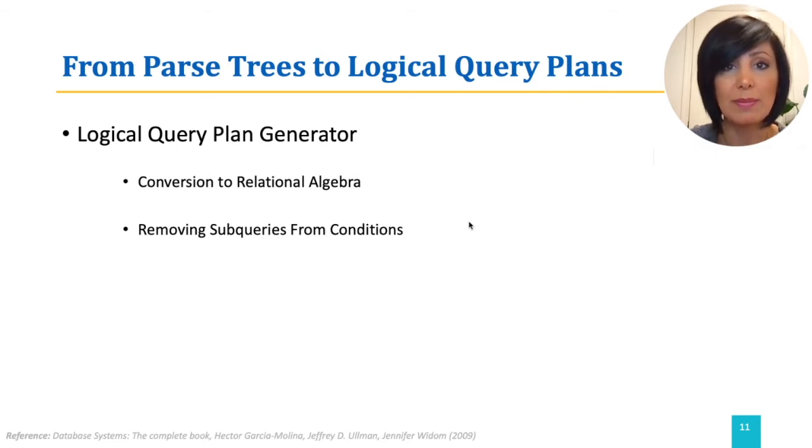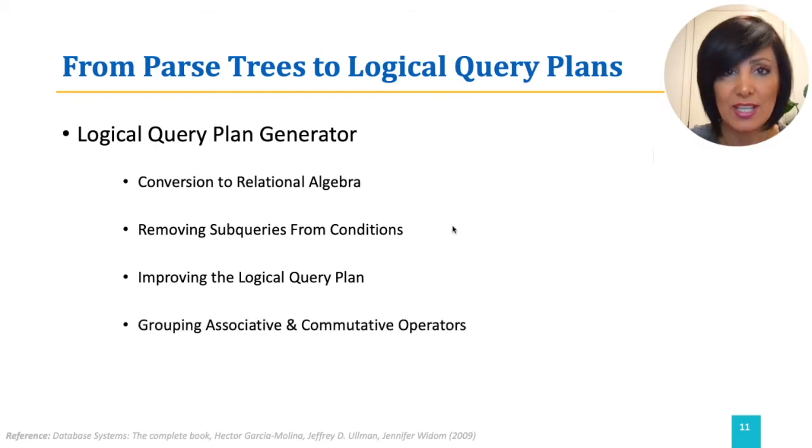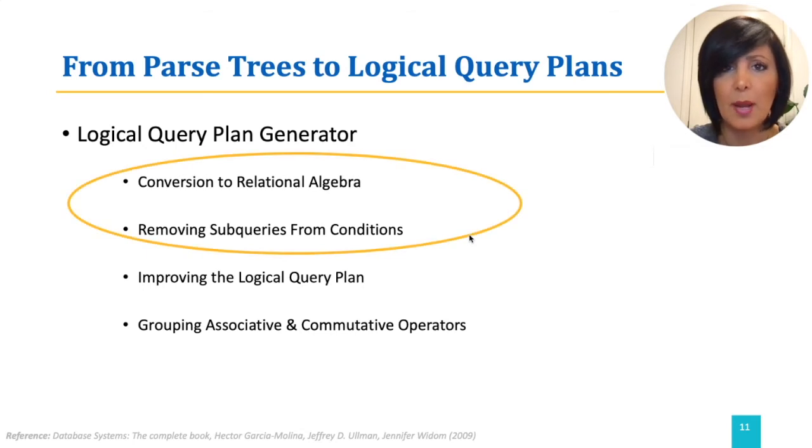Improving the logical query plan by applying the laws, array laws, can happen after. And grouping associative and commutative operators if applicable. Here, we first explain the first two steps completely, as we need them in converting our parse tree to array tree. Then we provide basics for applying steps 3 and 4, which happens in the optimizer.